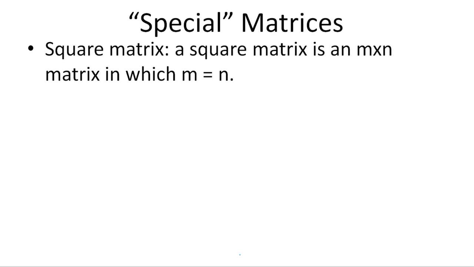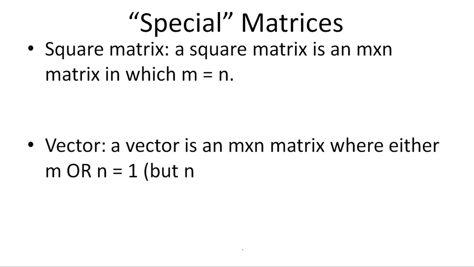All right, so we'll look at some special matrices. Number 1, we are going to look at the square matrix. A square matrix is an m by n matrix in which m is equal to n. So for a square matrix, the number of rows and the number of columns must be equal. So you could have a 2 by 2 matrix, meaning you have 2 rows and 2 columns, a 3 by 3 matrix, 3 rows, 3 columns, 4 by 4, 5 by 5, and so on. But the number of rows is equal to the number of columns. Such a matrix is called a square matrix.